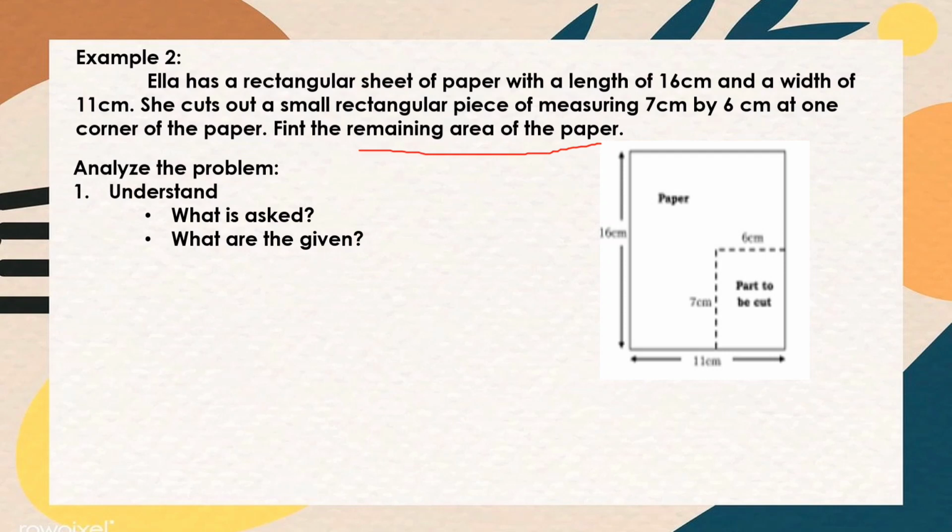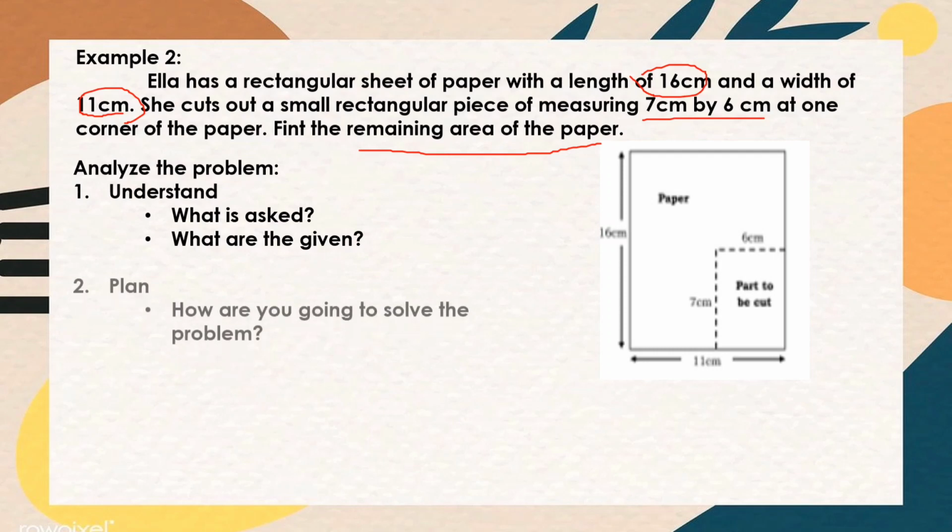So nung ginupit niya yung small rectangular piece, hanapin natin ngayon yung area ng natirang papel. Okay, so what are the given here? So in a rectangular sheet of paper, we have here the 16 cm length and 11 cm width. Another one is a small rectangular piece which is 7 cm by 6 cm.